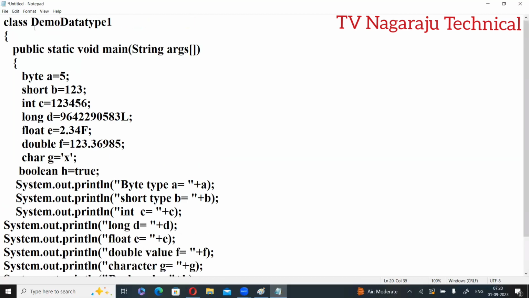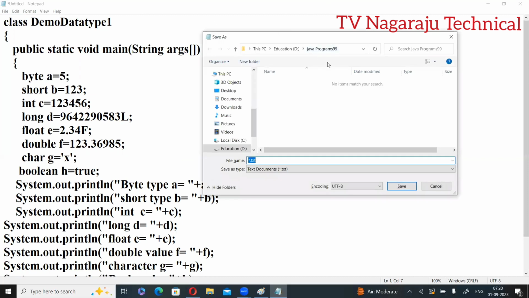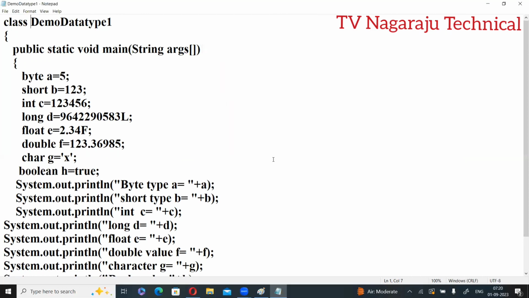Save the program. The program is saved, as I already said, with this class name. Save with Control S. I already said this is the folder where I am storing all my programs. DemoDataType1.java. Press enter.